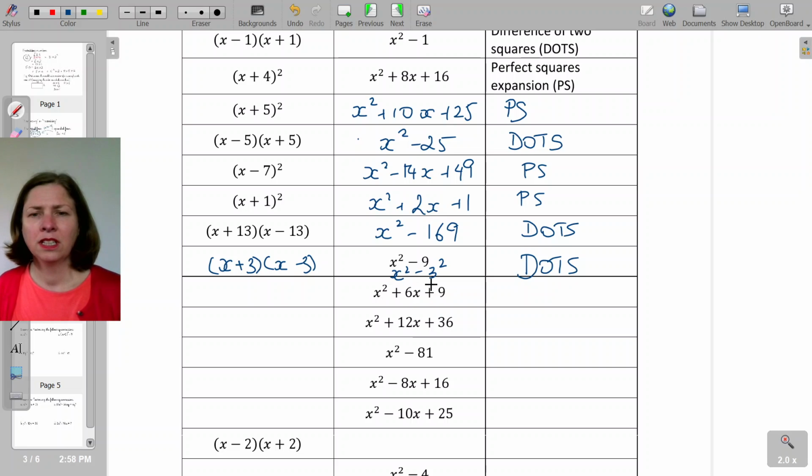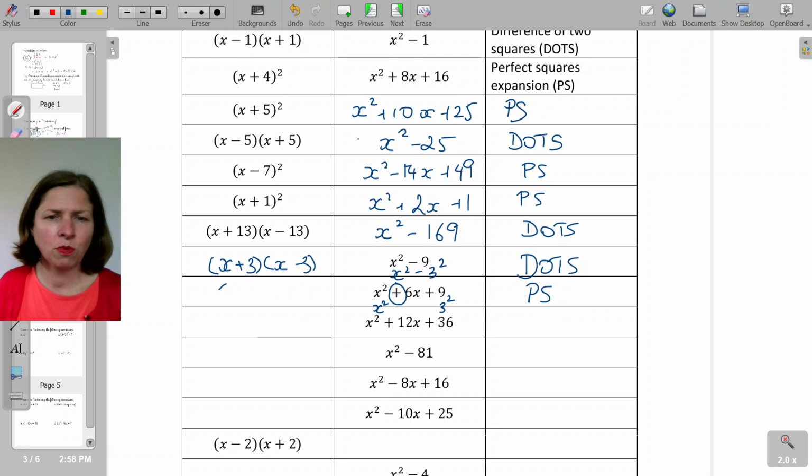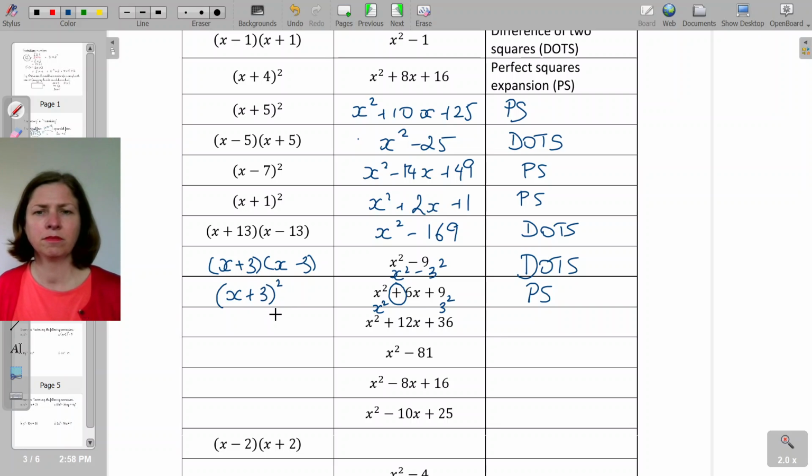This one though, remember that the DOTS has only 2 terms in it. The terms are both squared and there's a subtraction in the middle. This is a perfect squares pattern and this is positive. That's a key clue. I've got something squared. This is x squared, and on the end I've got 3 squared, and this is double of x times 3. So what I've got here is x plus 3 all squared.